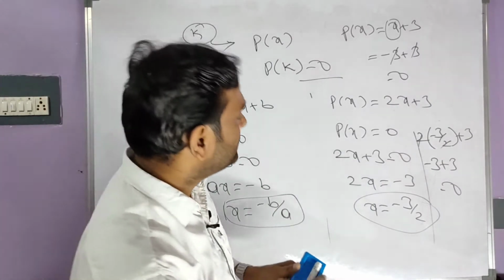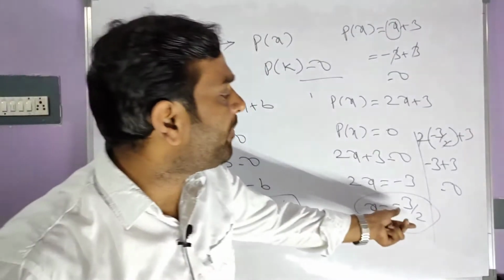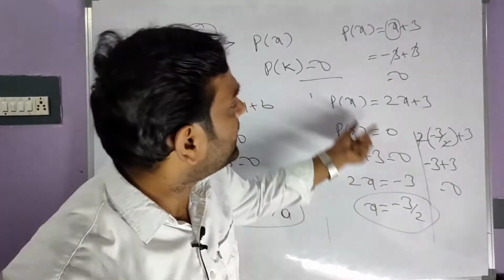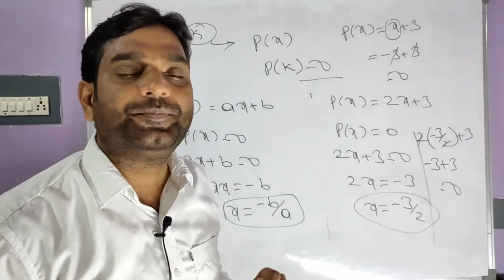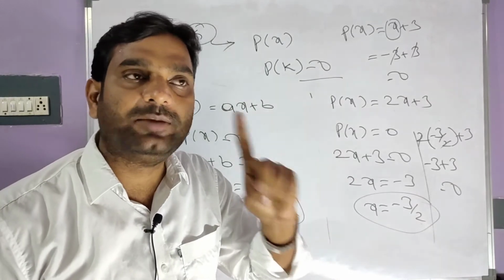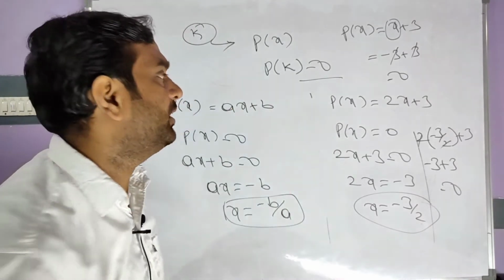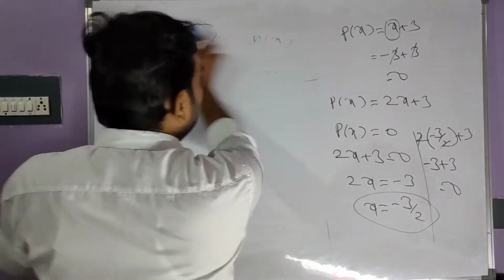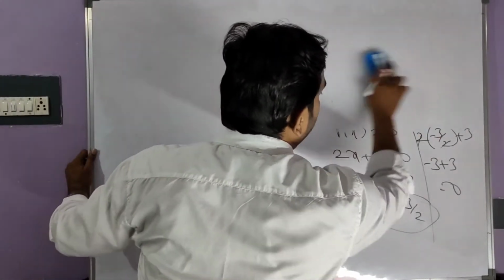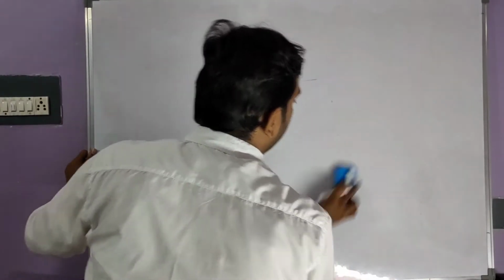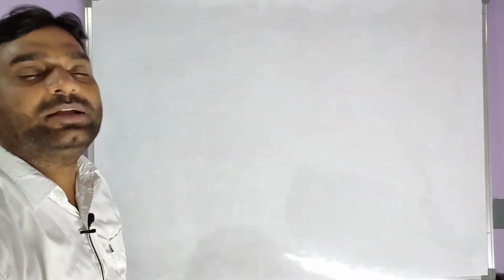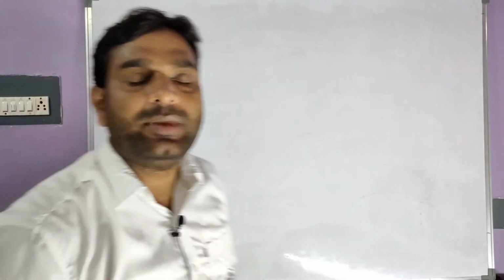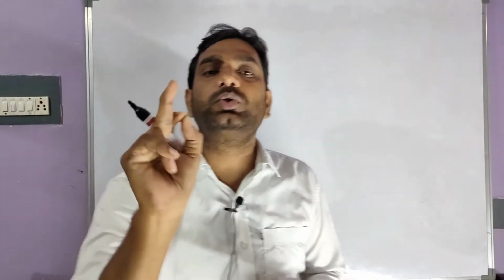Just observe, how many zeros of polynomial will you get for a linear polynomial? One. For a linear polynomial, you will get one zero. What is a linear polynomial? If the degree of the polynomial is 1, then it is called a linear polynomial. What about a quadratic polynomial? In case of a quadratic polynomial, you will get at most 2 zeros. At most 2 zeros, not exactly 2 zeros.